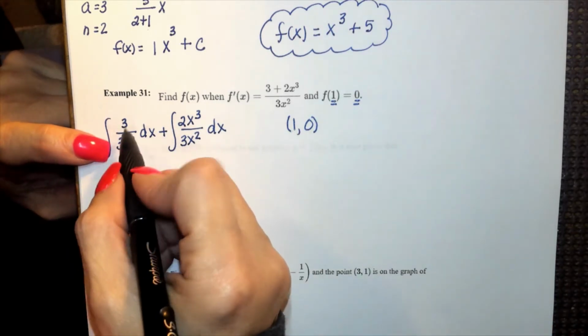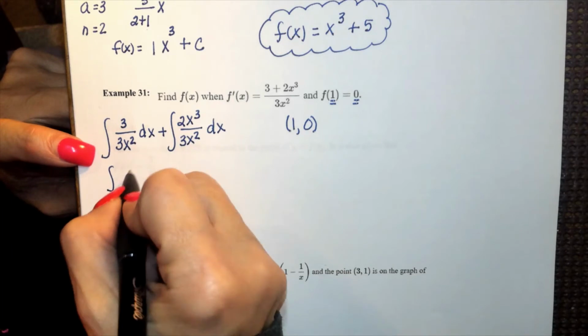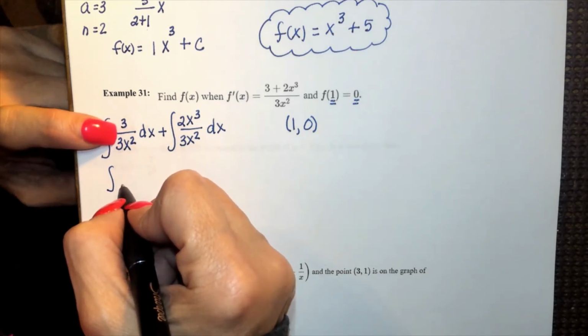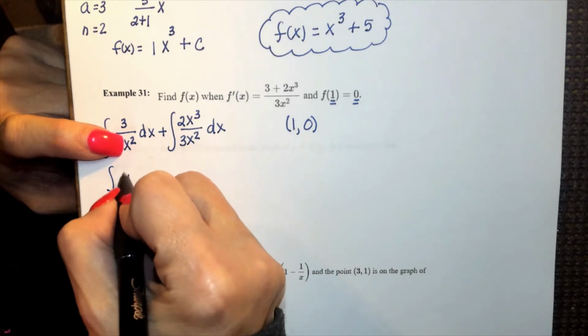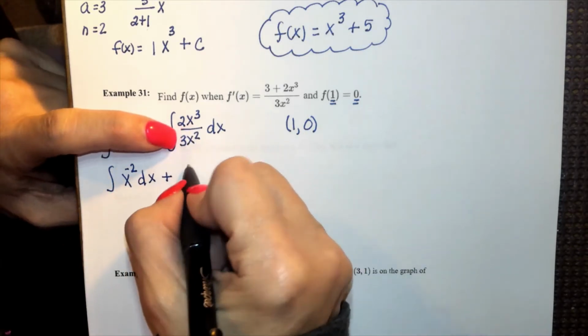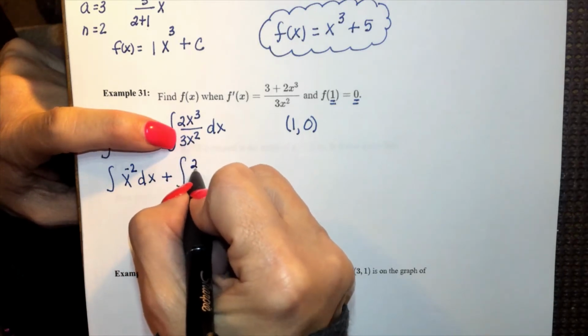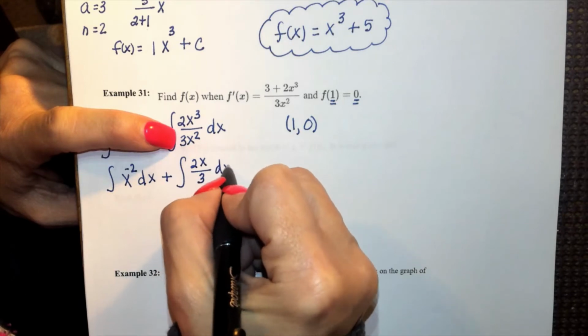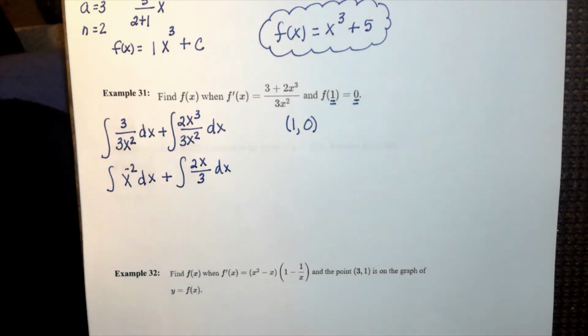All right, so 3 over 3. Well, I'm going to simplify that. That's like 1 over 1, or that becomes 1. So I'm going to move this up and say x to the negative 2 dx plus, this one right here is still going to be 2, but the x is going to be on top, and I'm just going to have a 3 on bottom, dx. Again, that's just basic algebra.